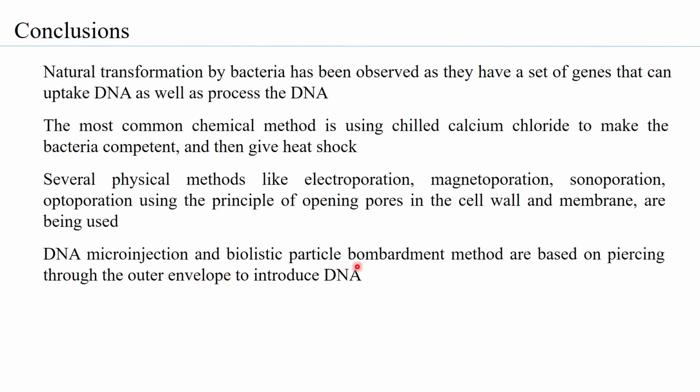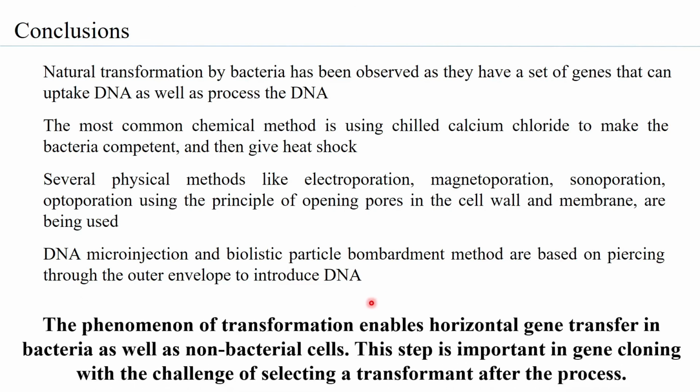DNA microinjection and ballistic particle bombardment method are based on piercing through the outer envelope to introduce the DNA. Thus, the phenomenon of transformation enables horizontal gene transfer in bacteria as well as non-bacterial cells. This step is important in gene cloning, but it has a challenge, and the challenge is that of selecting a host cell that has the recombinant DNA, and such host cells are called transformants. So it is important to select those host cells that have taken up the DNA.